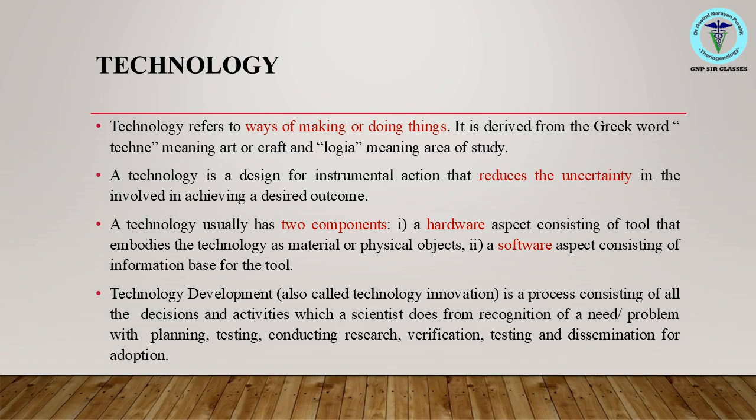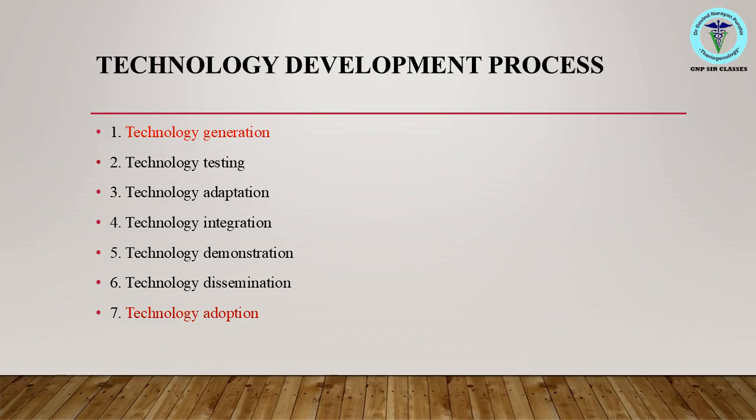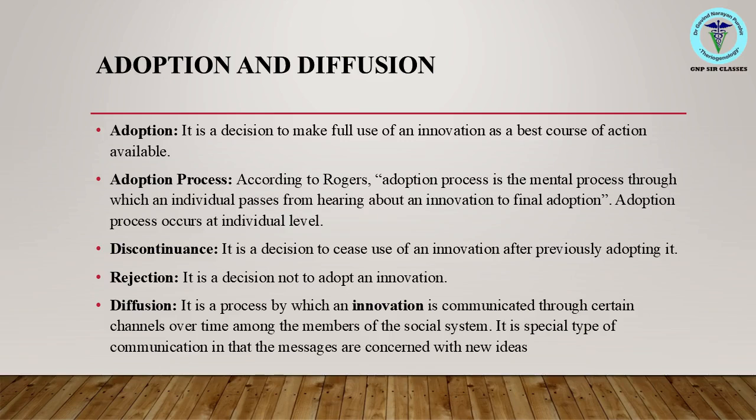Technology development, also called technology innovation, is a process consisting of all the decisions and activities which a scientist does, from recognition of a need or problem, with planning, testing, conducting research, verification, and dissemination for adoption. The technology development process includes: 1. Technology generation, 2. Technology testing, 3. Technology adaptation, 4. Technology integration, 5. Technology demonstration, 6. Technology dissemination, 7. Technology adoption.